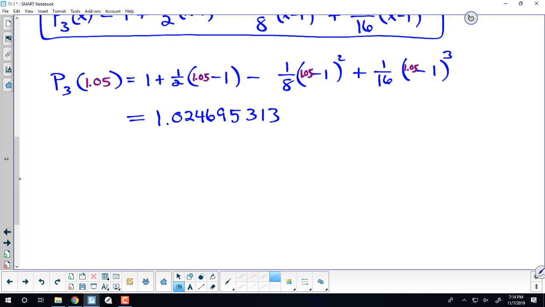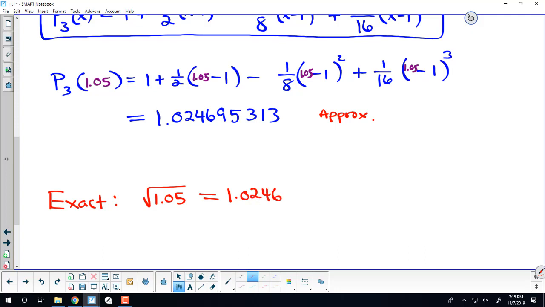And then you get the determinants 4. So that's our approximation. The exact value, just so we can see how close we are, is 1.024695077, and so on. I got, as the approximation, 95313.